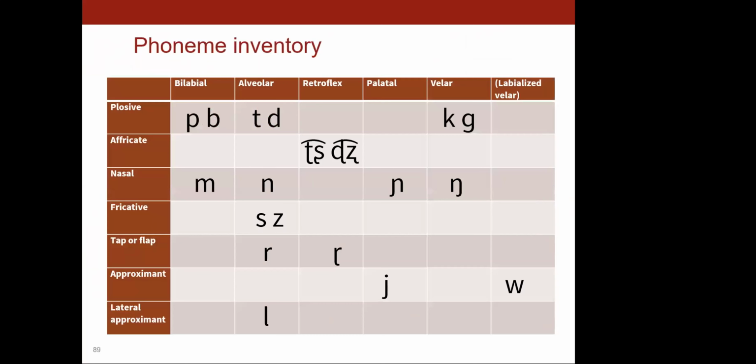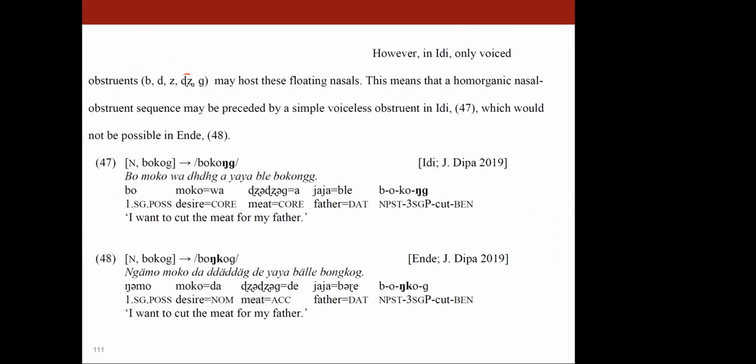So if we look at this example here, the verb koko is to build, to cut. We add the applicative suffix here because we're cutting the meat for somebody, so it gets a benefactive argument, and so we get this suffix that contains a floating nasal. In Ende, when we add this suffix, the floating nasal floats leftward to precede the K in the root. But in Idi, it cannot float leftward to precede the K because floating nasals cannot precede voiceless obstruents. And so that's one difference between Idi and Ende.